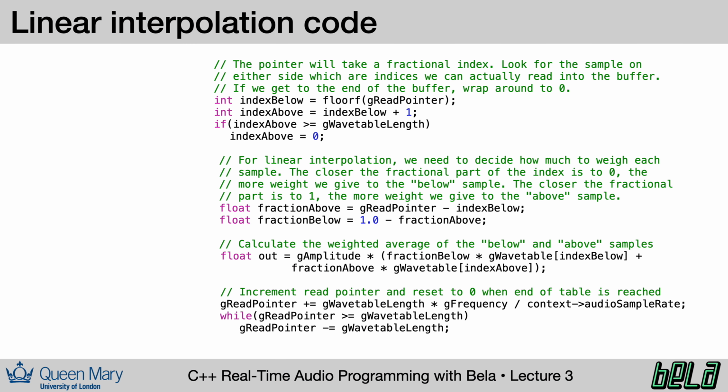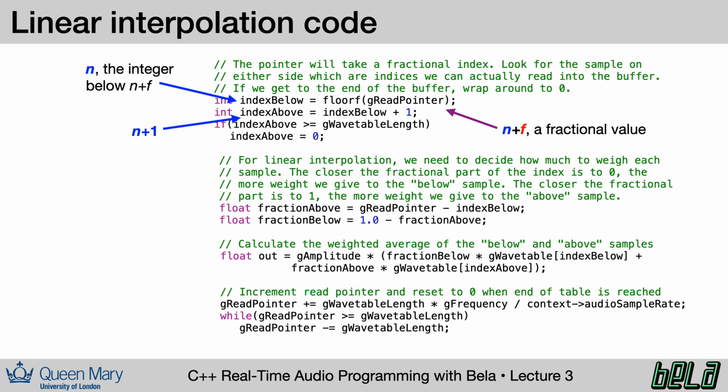Okay, so your code might look something like this. I've pulled out the most salient bit, which is what's inside the for loop inside of render. And at the top we have gReadPointer. We can see that gReadPointer is going to have an integer and a fractional component, n plus f, like the slide that we looked at before. And the variable index below will give us the integer component using the floorf function. And then to get the index above, all we have to do is add 1 to index below. We do have to be careful that index above hasn't fallen off the end of the wavetable, so we check whether it's greater than or equal to the length of the wavetable, and if it is, we set index above equal to 0.